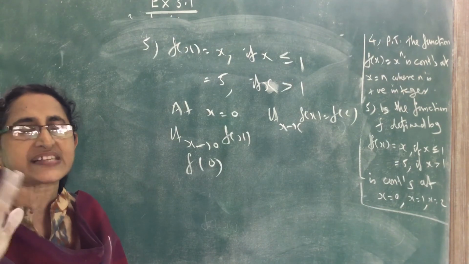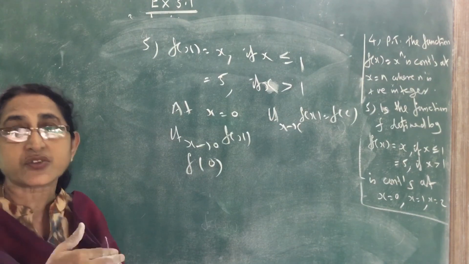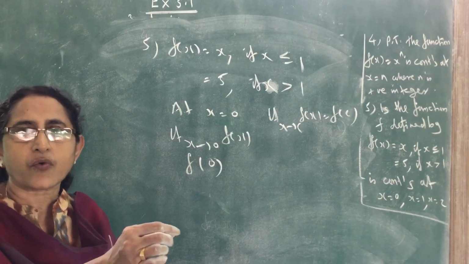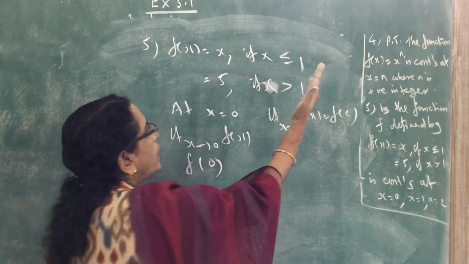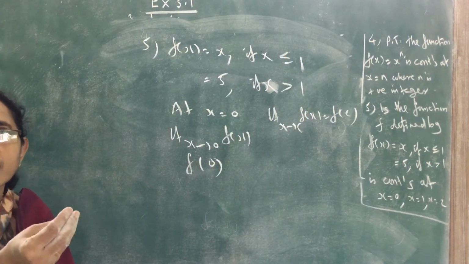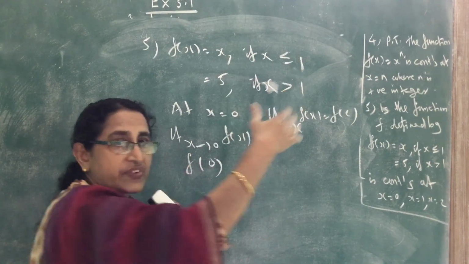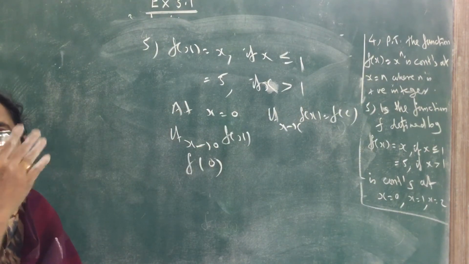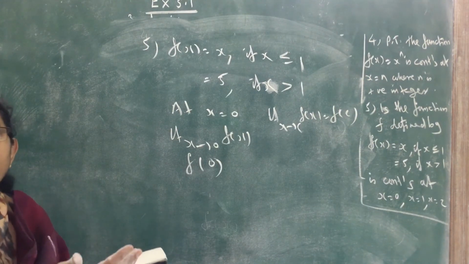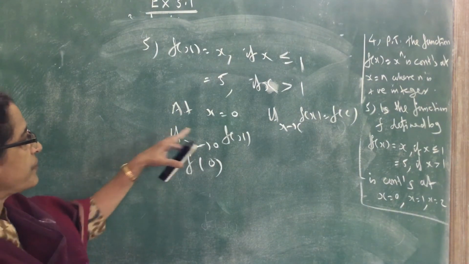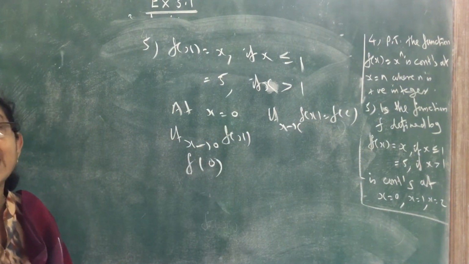X greater than 0 but very near to 0, like 0.0001, is still less than 1. So all those numbers are less than 1. Numbers just greater than 0 or just less than 0 don't make any difference; they are all less than 1. We know how much difference there is between 0 and 1, and how many numbers are there between 0 and 1. So when we find limit x tends to 0 of f of x, there is no need to find left and right limits.